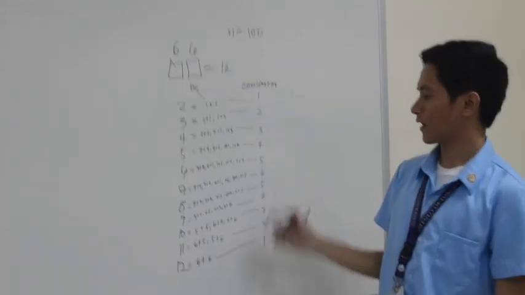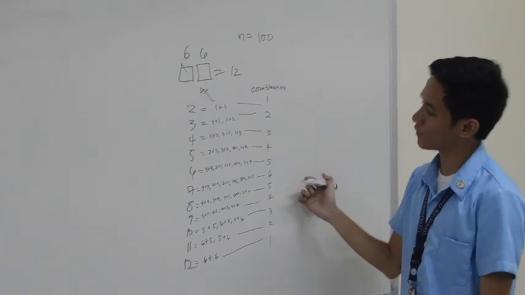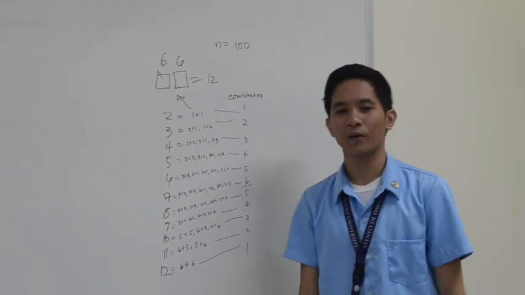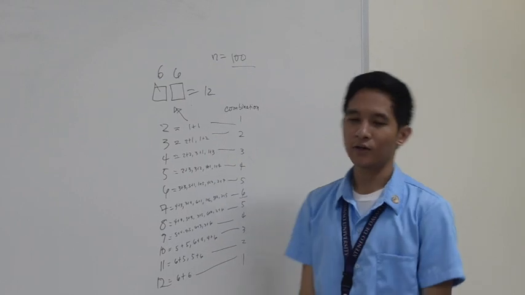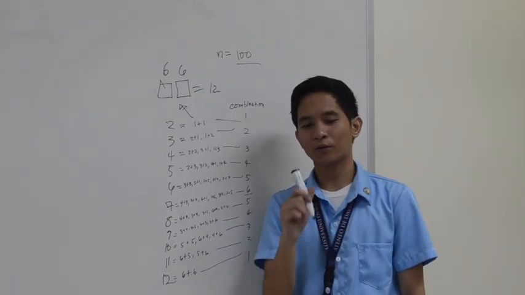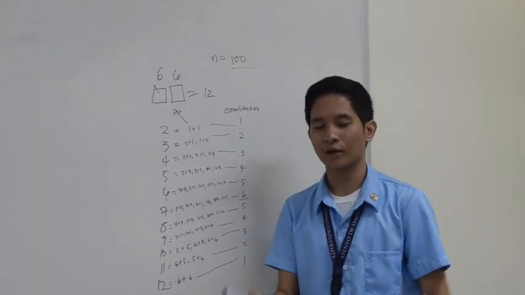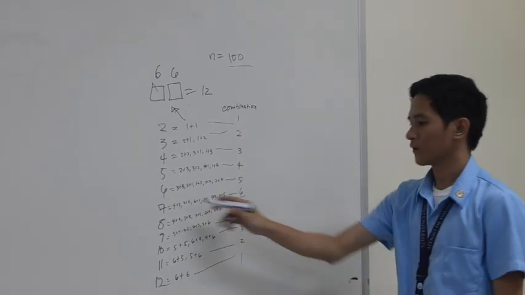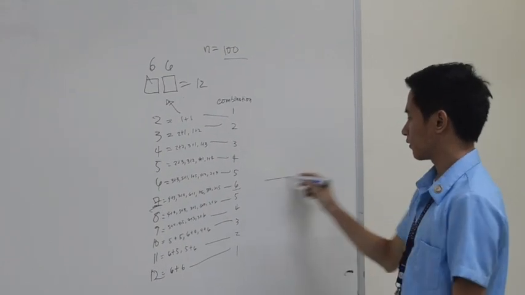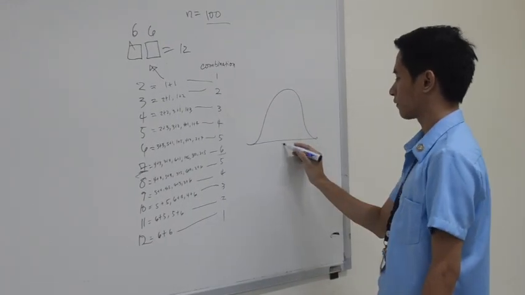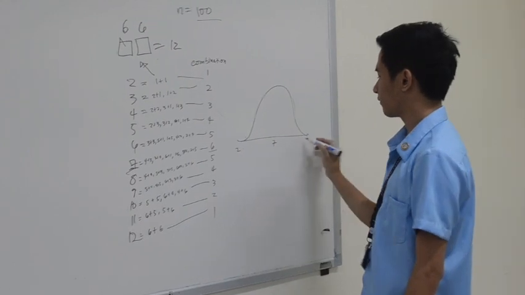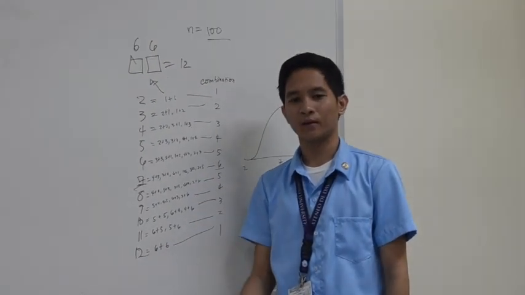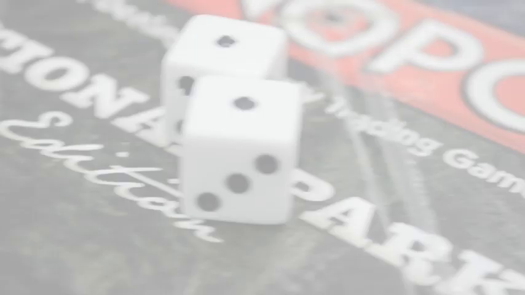So in this data, we see that the highest number of combinations is a 7. In our game of Monopoly, in 100 rolls of the dice, we took note of the values that each of the players got. So this is our hypothesis: 7 being the most, and 2 and 12 being the least. So, let's prove this by playing a game of Monopoly.